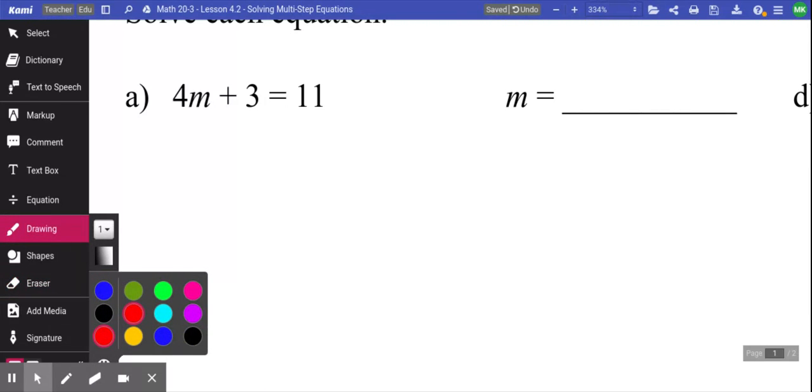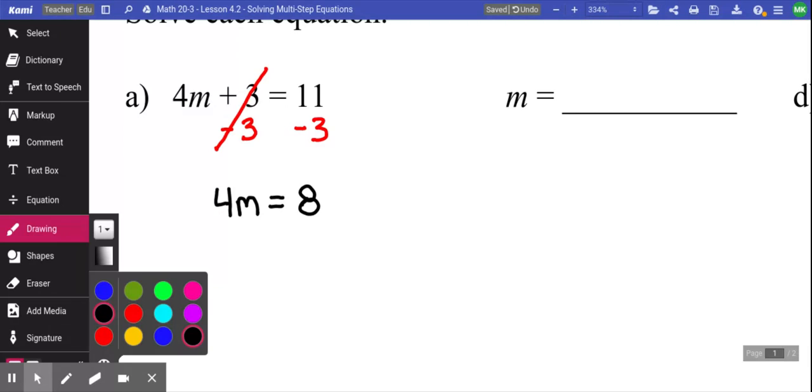So this is plus 3. The opposite of plus 3 would be minus 3. So I'm going to subtract 3 from both sides. That will move this 3 off the left side of the equal sign so that you only have 4m, and on the right side you have 8. You move additions and subtractions first. Then you're going to move any multiplications or divisions.